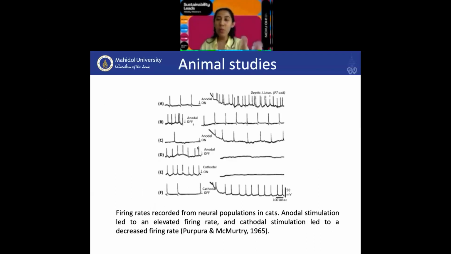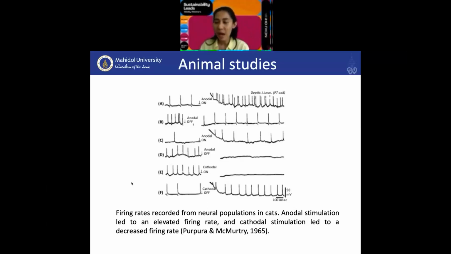Okay, this is one of the animal studies that I will show you. When we talk about animal studies, it's an invasive method. They apply the direct current directly to the brain. So it's not the same as human studies.